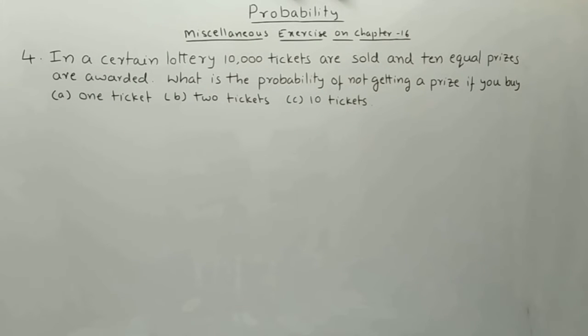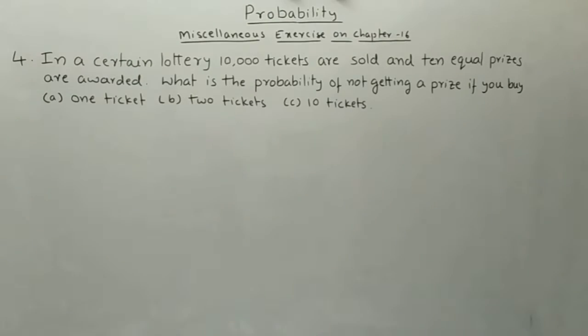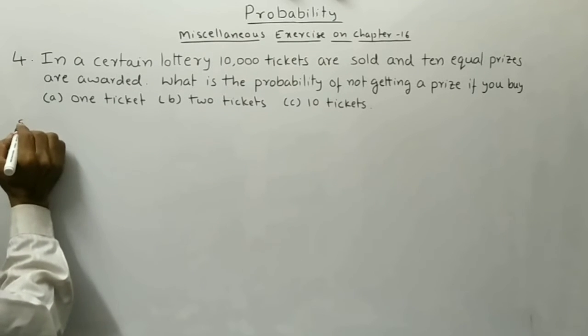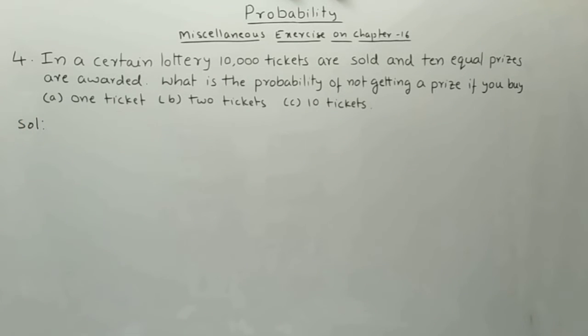Question number 4. In a certain lottery, 10,000 tickets are sold and 10 equal prizes are awarded. What is the probability of not getting a prize if you buy A, 1 ticket, B, 2 tickets, C, 10 tickets? Solution. Since 10 equal prizes are awarded, therefore, there is no chance of getting prizes for 9,990 tickets.